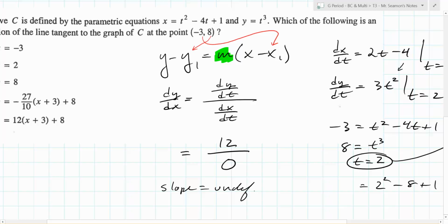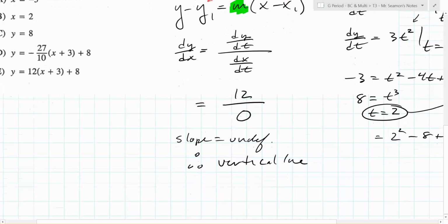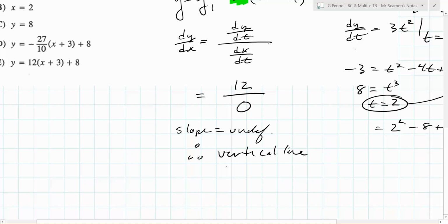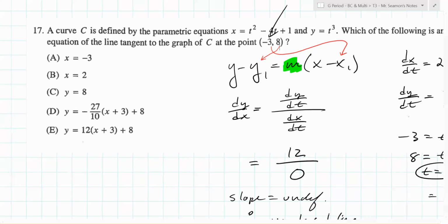So what does that mean the line is? What kind of line is it? Therefore, a vertical line. What form do all vertical lines take? x equals some constant, right? But we know what x has to be, right? Negative 3. So it's a vertical line, x equals negative 3. Does that make sense?